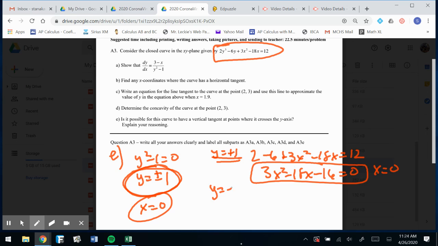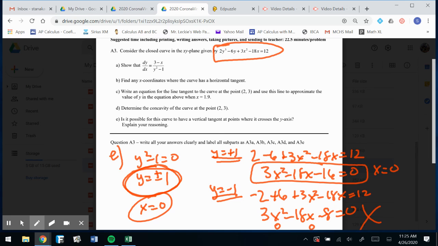Okay, now let's check y equals -1. Okay, let's put a -1 in there, and I get a -2. I get a +6 this time. Plus 3x squared minus 18x. I wonder if this one works out. Let's check it out. We get 3x squared minus 18x, and then you bring that over and it's -8 equals 0. Right, now let's go ahead and check that one out. Let's plug in a 0. If I plug x equals 0 in there, I get -8 equals 0. That doesn't check out. So there we go. That was enough to show that there cannot be any vertical tangents where it crosses the y-axis.